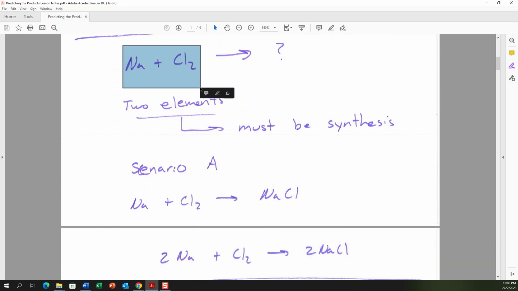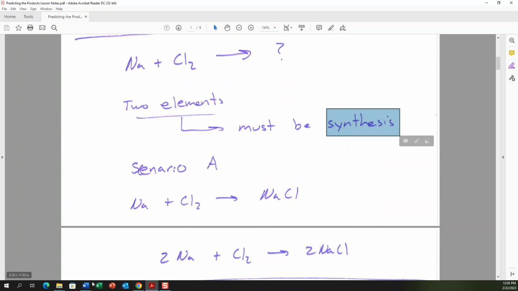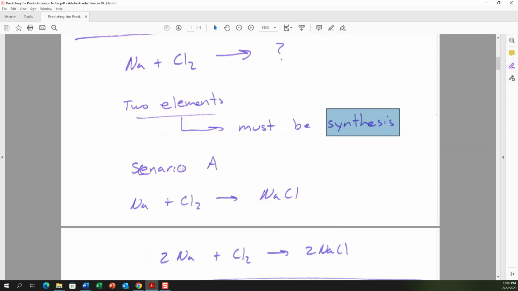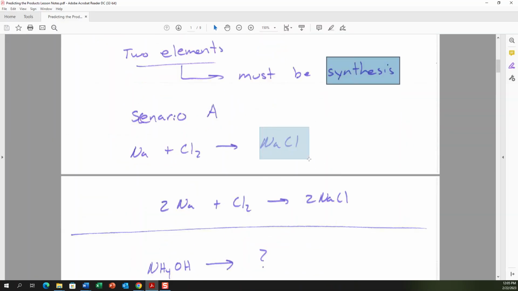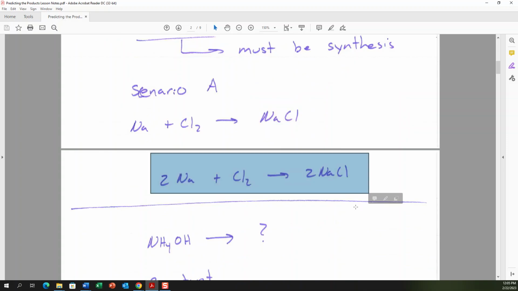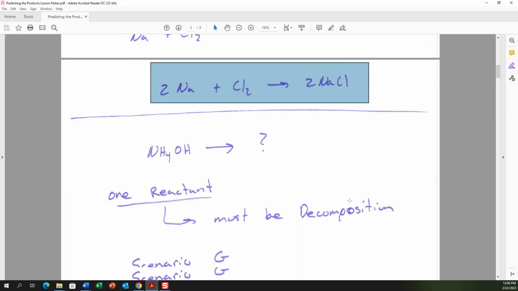So again, just understand how it worked. Based on the 2 reactants given, choose synthesis. Go to your scenario sheet and figure out which synthesis reaction makes the most sense. In this case, it was scenario A, okay? Now we have to get the right formula for sodium chloride, and then we come back and balance our equation, all right?